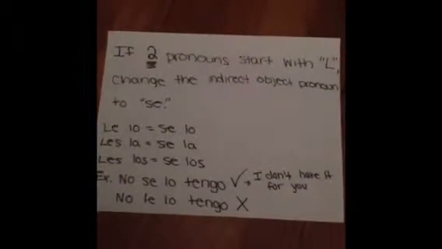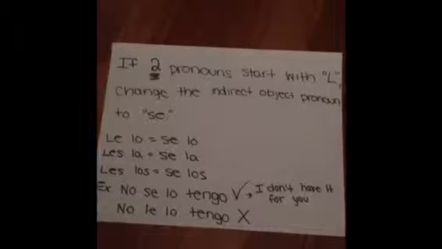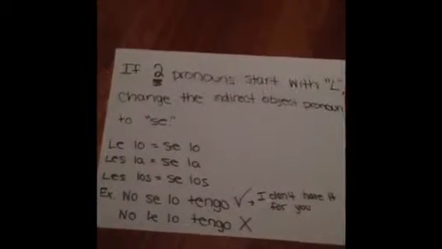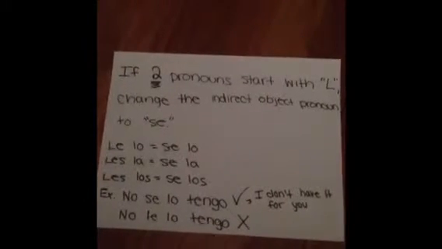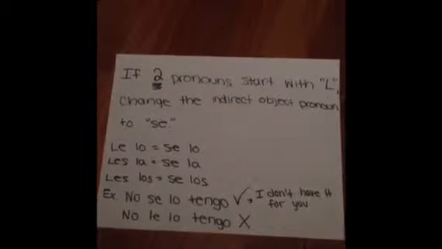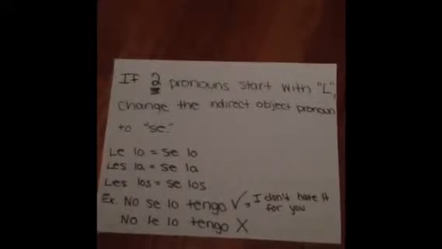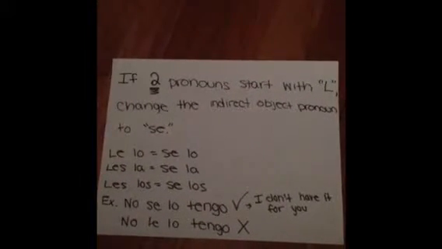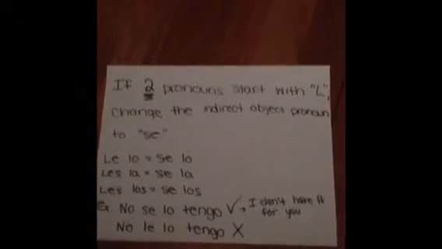If you have a sentence with two pronouns that both start with the letter L, you change the indirect object pronoun to se. This is to avoid the tongue twister of the two L sounds. For instance, le lo becomes se lo, le la becomes se la, le los becomes se los, and there are many others, but those are just a few. In the example sentence, I don't have it for you, in Spanish you would say no se lo tengo. You would not say no le lo tengo.